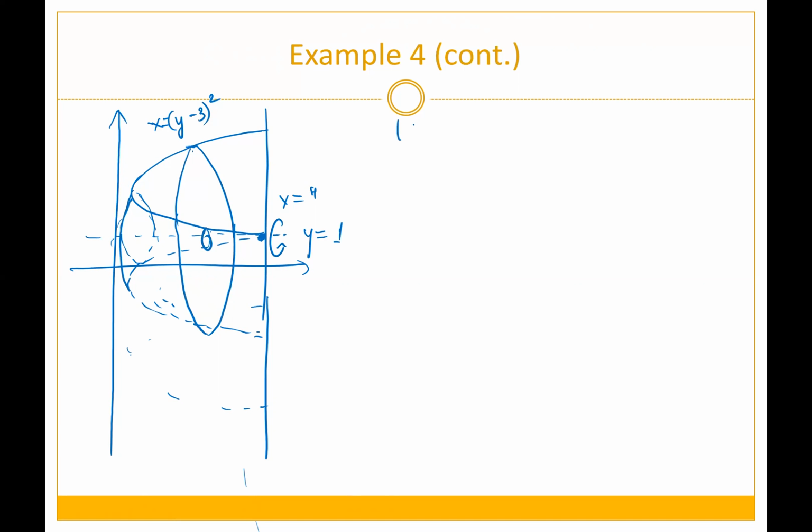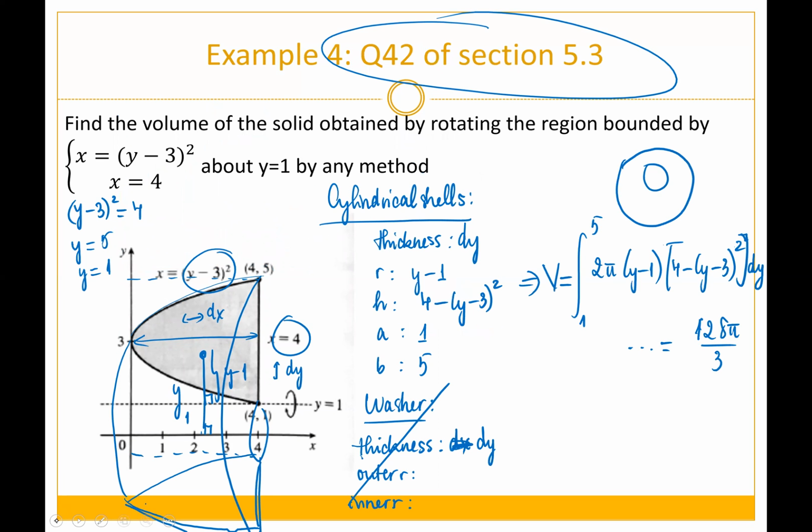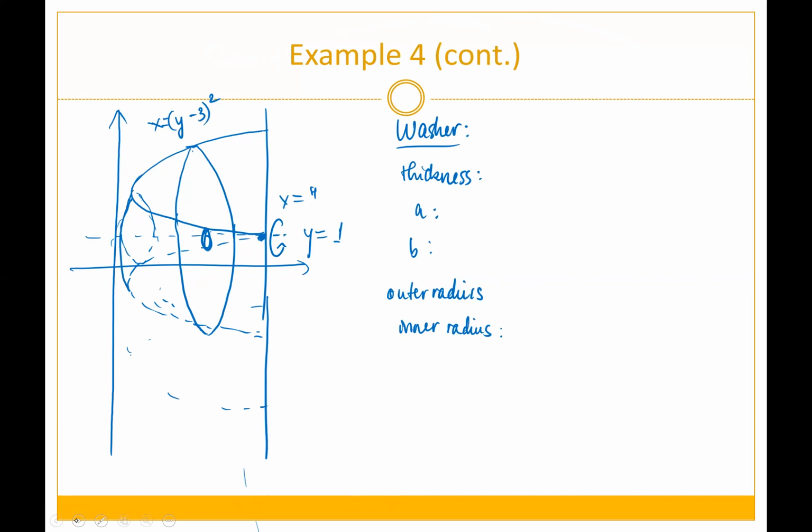What we need to find is a washer. You use a washer, using your thickness, A, B, outer radius, inner radius. So you have each of the slices that we have. So the radius here, yeah, that's right. Thickness is dx. Sorry, I confused myself. Clearly you can see each of the slices has thickness dx.